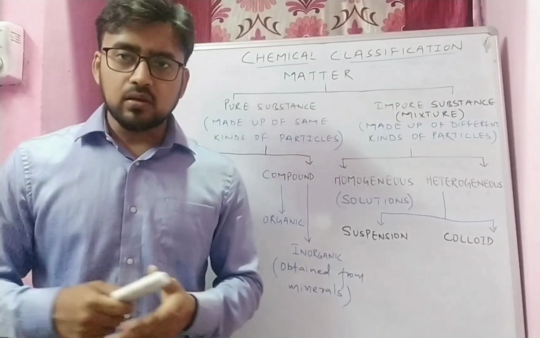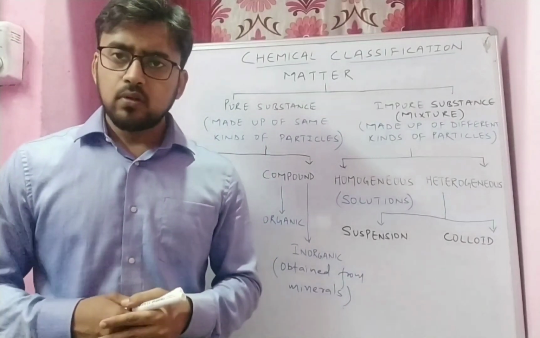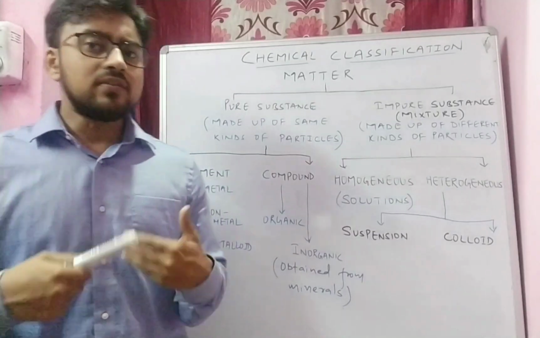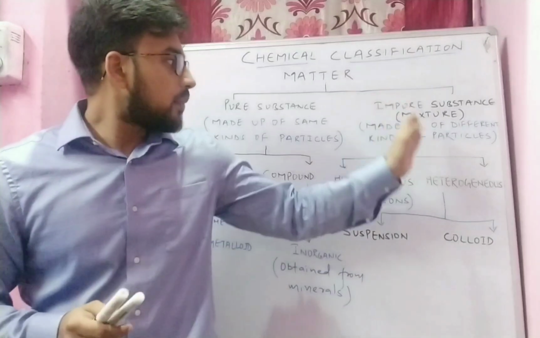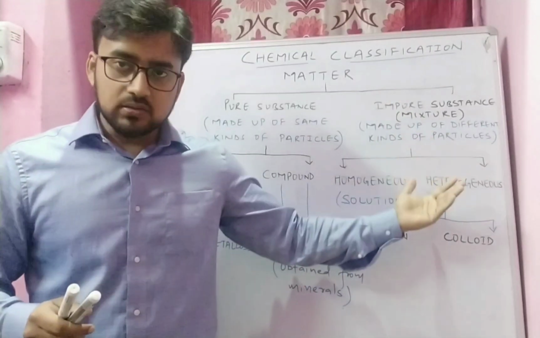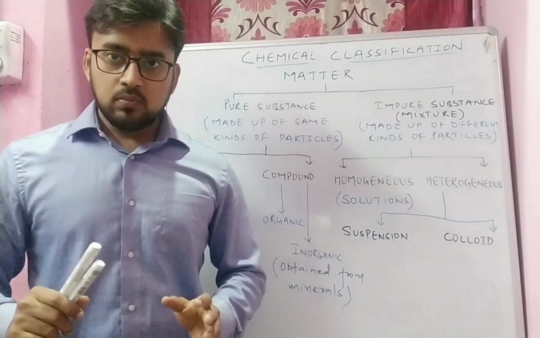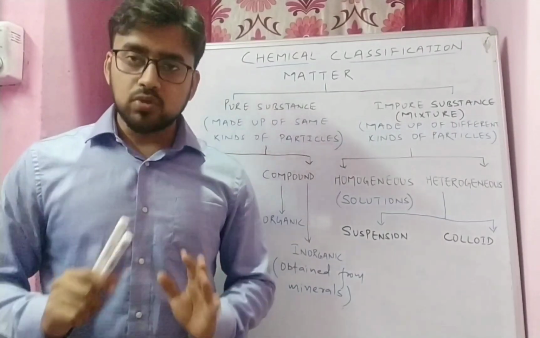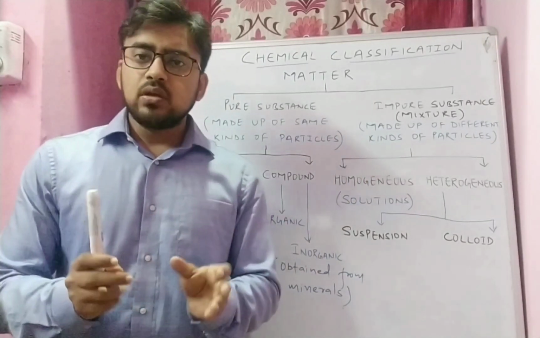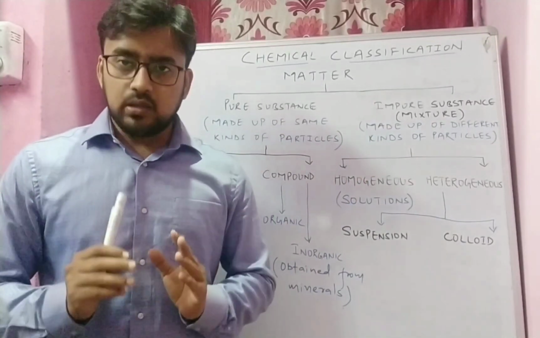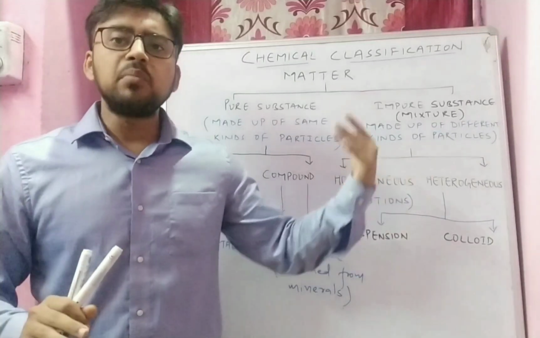If you talk about milk, milk also contains cream, water and other substances. So they are not pure. So what is this? These are impure substances. What are impure substances? They are made up of different kinds of particles. They do not have uniform composition; their composition is not uniform. And one more thing about mixtures is that mixtures are made up physically, meaning no chemical reaction takes place whenever a mixture is formed.